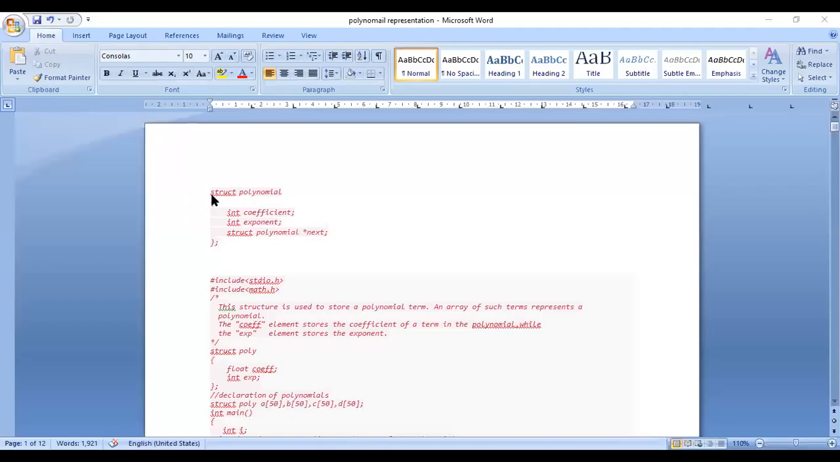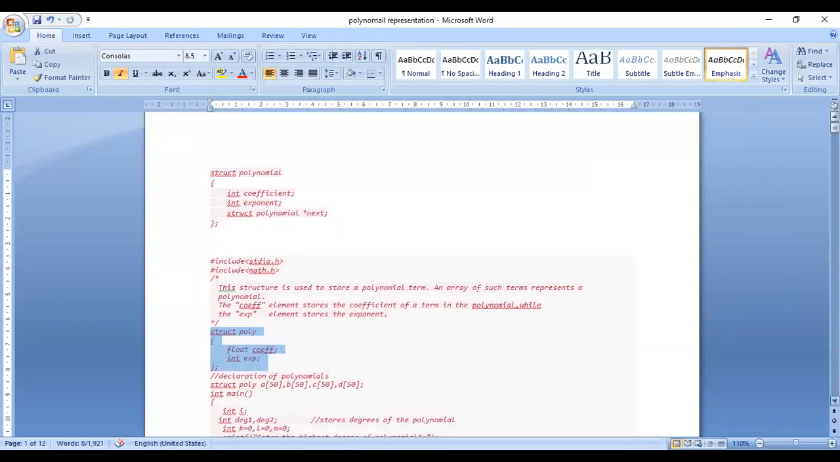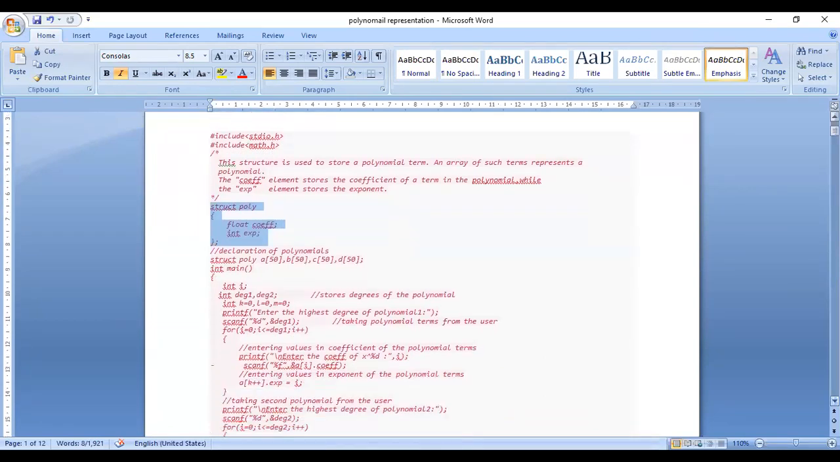So by using array, the same thing I can do by using an array. If I'm using array, how I will represent? See, this is representation by using linked list. The same thing if I want to represent by using an array, how I will represent this one? So you can see struct poly, float coefficient, int x.